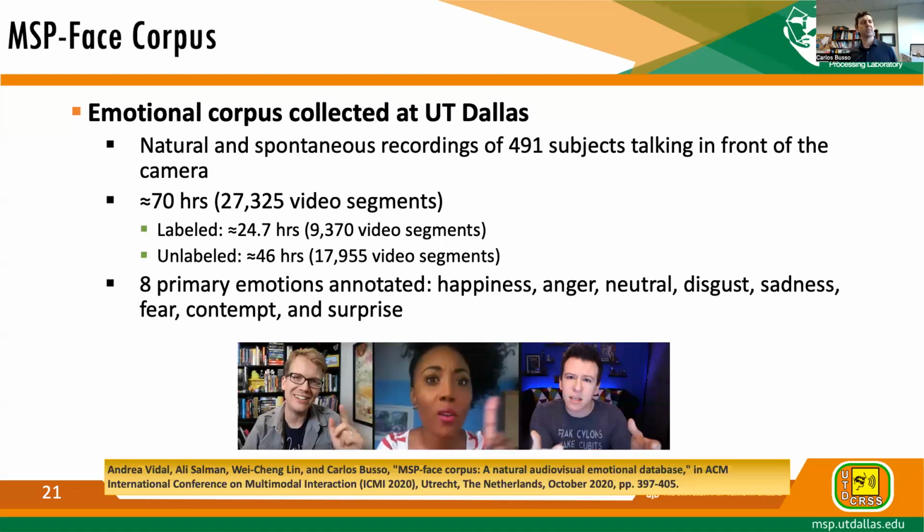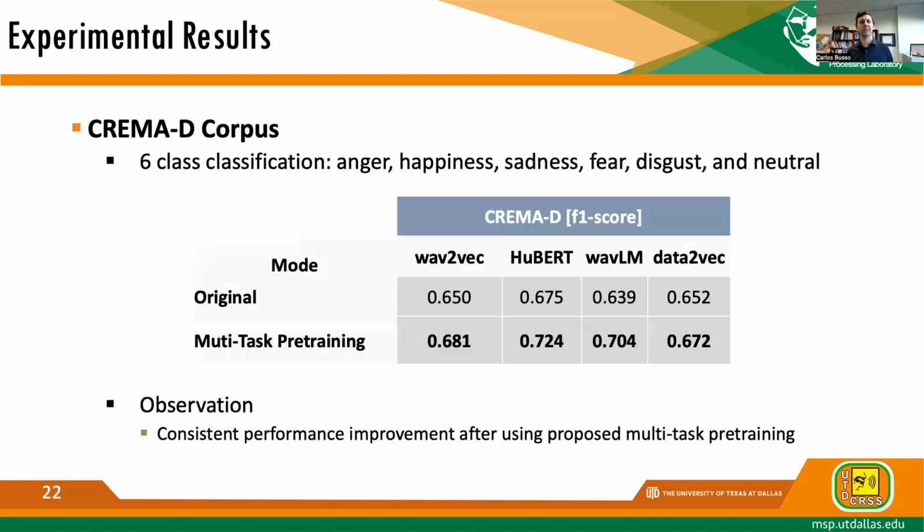The way that we train this is with the MSP-Face corpus. We have 70 hours of data. Some of it is labeled, some of it is not. But what is important here is that we're not going to use labels at all. We assume that this data is completely unlabeled, and we use it to build our model. It has a primary emotion, but as I said, we assume there are no labels, and we just use this data to train the three pretext tasks that we just mentioned.